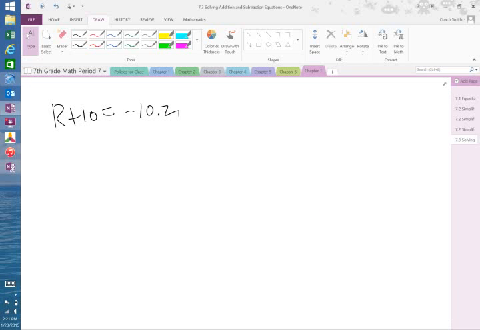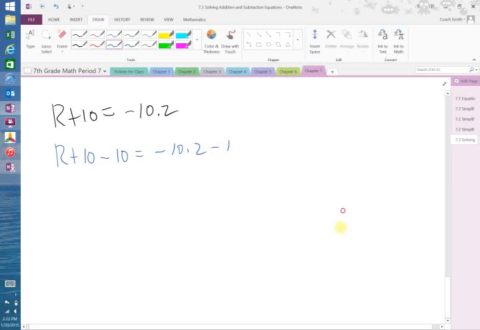R plus 10 equals negative 10.2. I am adding 10 to R, so the inverse would be to take R plus 10 minus 10 equals negative 10.2 minus 10. On the left side, the plus 10 and the minus 10 cancel each other out, leaving me with R. On the right side, we have negative 10.2, change the subtraction to addition, do the opposite of positive 10, which is negative 10. So now I have negative 10.2 plus negative 10.